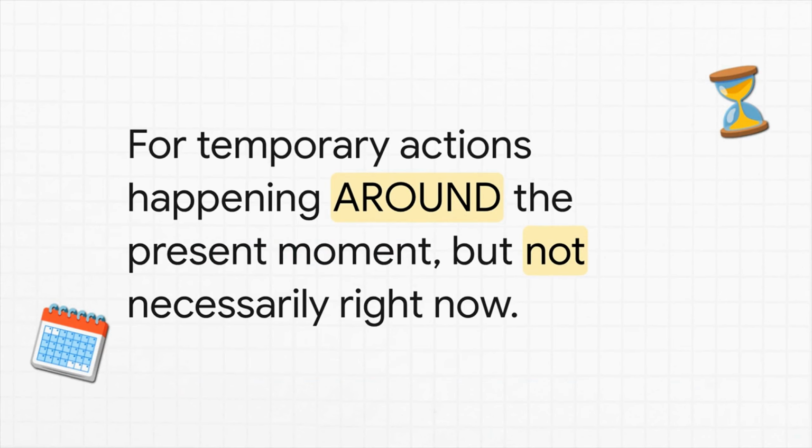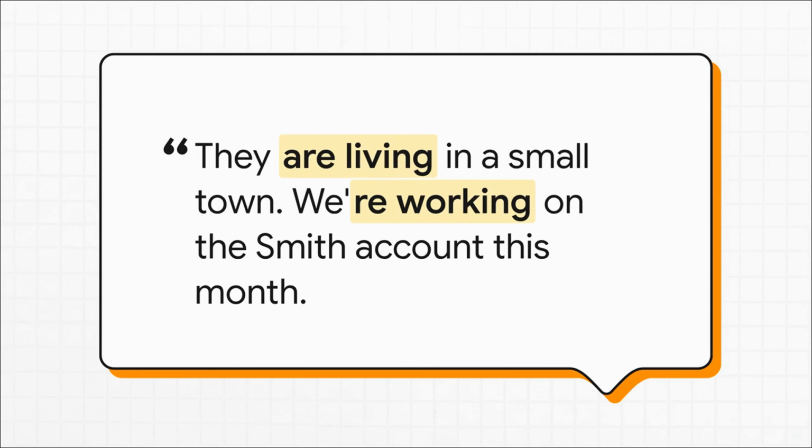Okay, for its second job, we kind of zoom the camera out. We use it for temporary actions that are happening around the present time, even if they're not happening at this exact second. So the key word here is temporary. When you say they're living in a small town, it implies it's their situation for now, but maybe not forever. Or we're working on the Smith account this month. That's still true even if you're taking a coffee break right now.